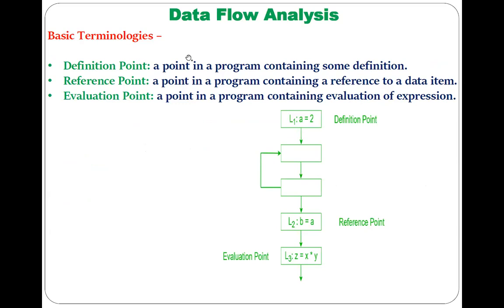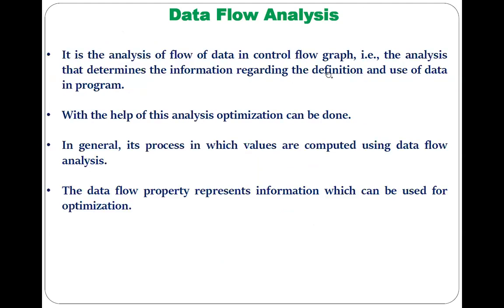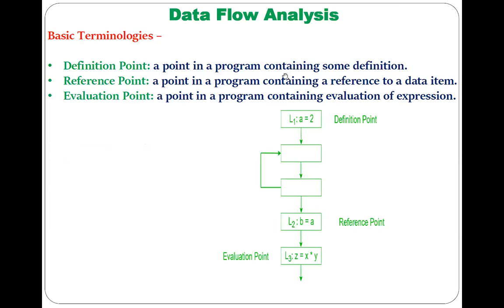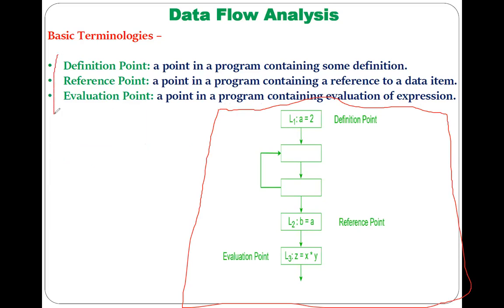Next, in order to do the data flow analysis, we first need to understand some basic terminologies. As I said, data flow analysis is gathering information about where the definition of data is mentioned, where the data is referred, and where the computation of data is done. All this analysis we can do in the control flow graph. Here also we have taken one control flow graph in order to understand the basic terminologies. Three basic terminologies we need to understand, which are generally asked in exams also. The first terminology is the definition point.